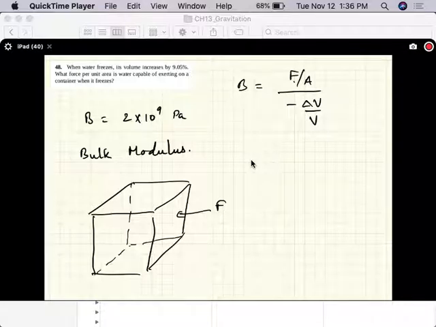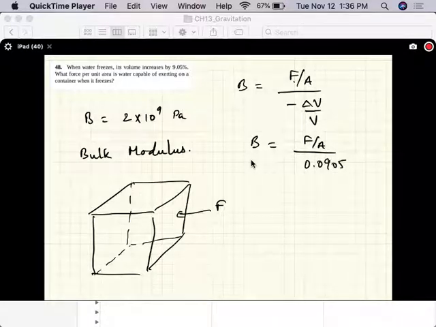No, this is the bulk modulus formula. This is the stress, this is the strain. All right? No, that's it. All right, so bulk modulus is force per unit area. And this is 0.0905. Okay. So force per unit area that is exerted by the container is 0.0905 times the bulk modulus.